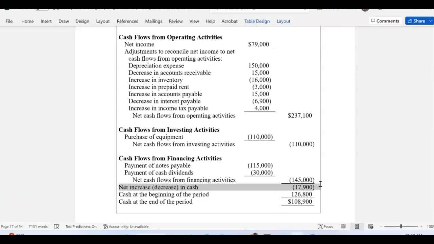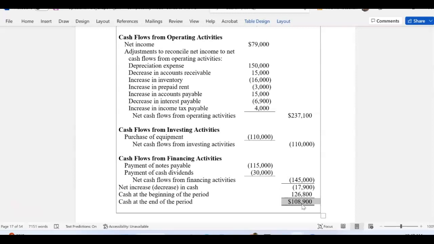You go to last year's balance sheet and you see how much cash you had, 126,800. But this year you had a minus 17,900. So minus 17,900 plus 126,800 gives you 108,900. You go to this year's balance sheet and you have to have exactly 108,900. Anything besides this number in your balance sheet means you made a mistake here. This is how you check your work.